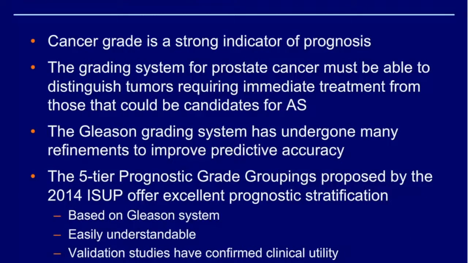So I'm going to wrap up right here by saying grade is still the strongest indicator of prognosis we have. We have to use grade smartly. And the grading system for cancer to be used smartly should identify those patients who are candidates for active surveillance, mainly prognostic group 1. The Gleason grading system itself has undergone many refinements, and now the 5-tier prognostic grade groupings proposed by the 2014 ISUP meeting are based on the Gleason system. They're easily understandable, and validation studies have now confirmed clinical utility.